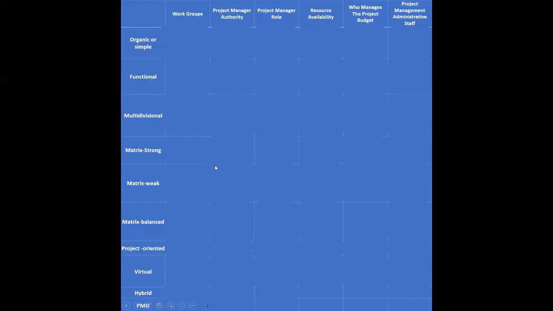Then there is a PMO. Now we have the project characteristics, and then vertically we have the organization type.